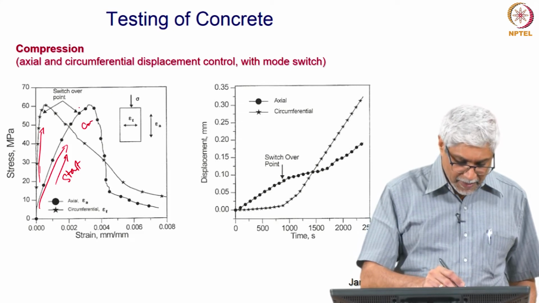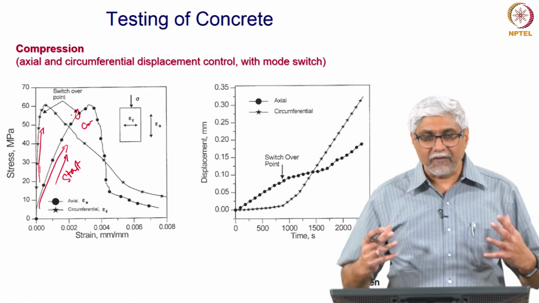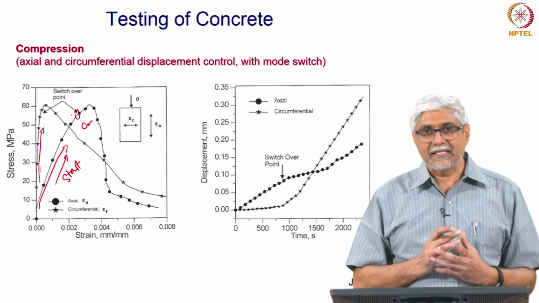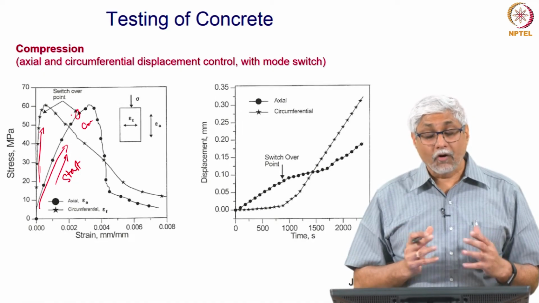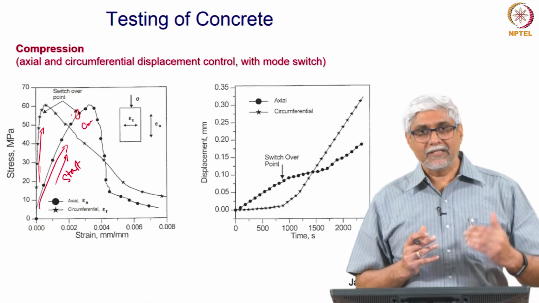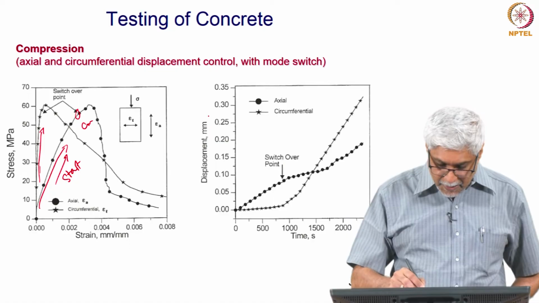At this point is where it is switched, because you want to start off the test such that you have some sensitive parameter. So, you start off the test with axial, or you can even do load control, and then switch to the circumferential when you want it. So, this is the displacement versus time.